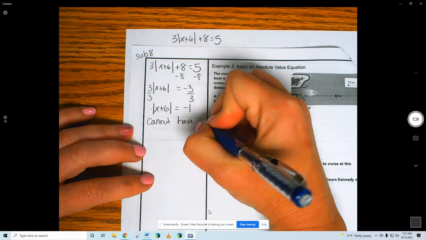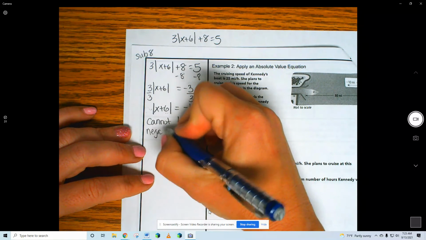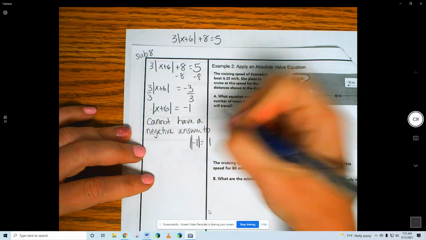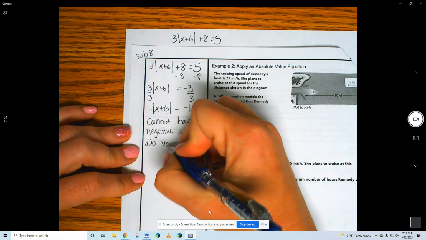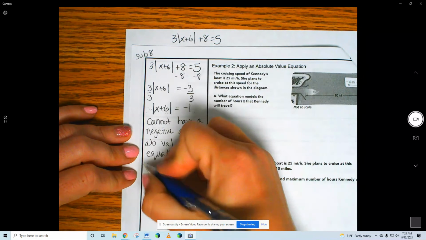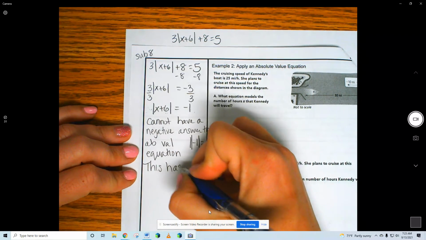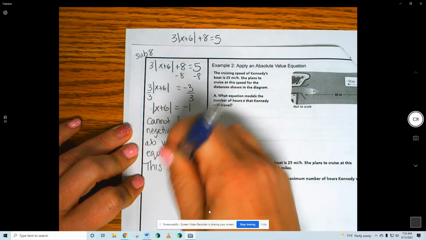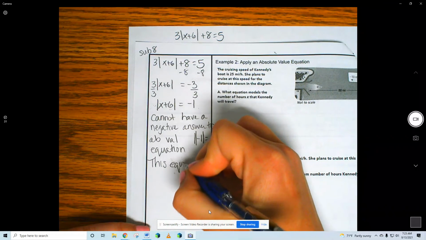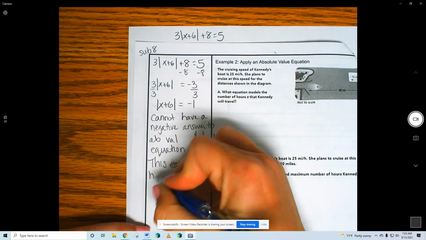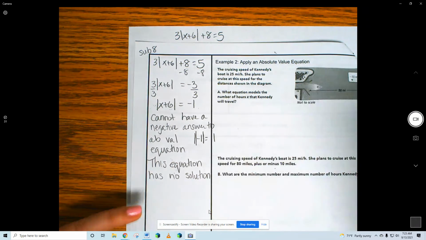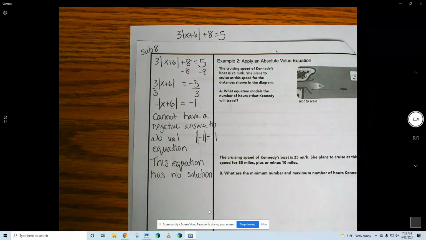You cannot have a negative answer to an absolute value equation. This equation has no solution. So we can't solve this. This equation has no solution.